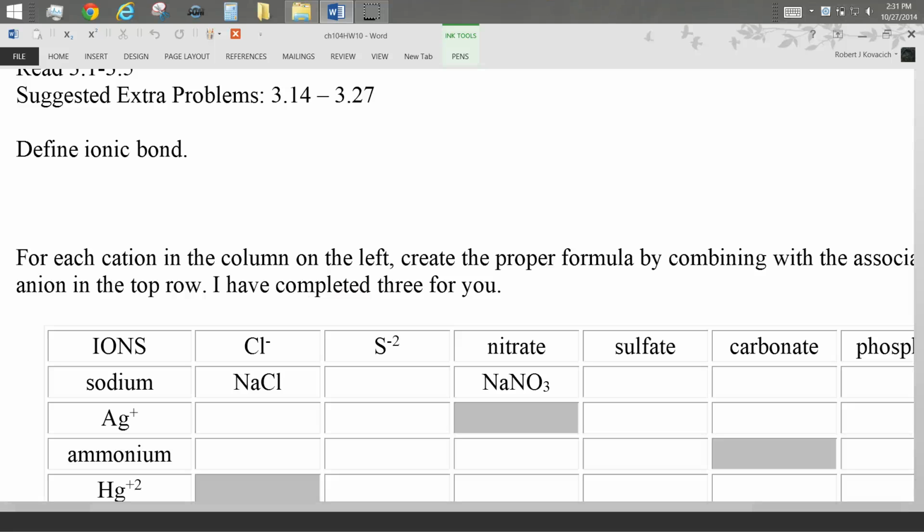Okay, let's go ahead and start on this one. What do we have for a definition for an ionic bond? What is it that you need? Okay, that's it. Bond between two ions.